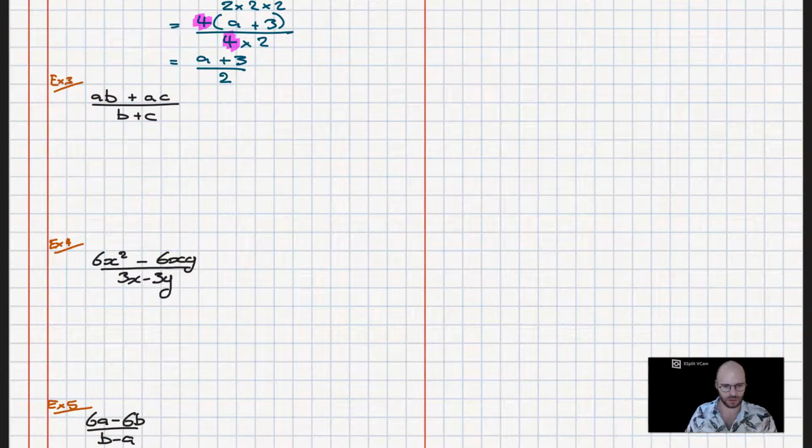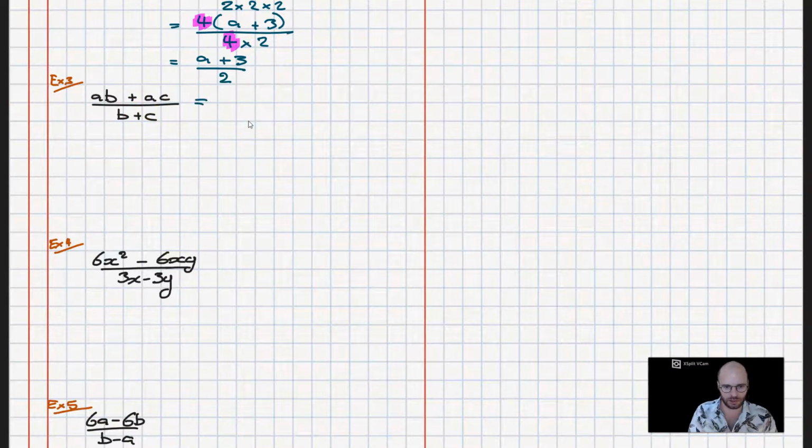This one looks a little bit trickier, and the reason it looks trickier is because we don't have any numbers here. Rather, we only have variables. So we've got ab plus ac all over b plus c. And what we want to do is be able to represent this in its simplest form.